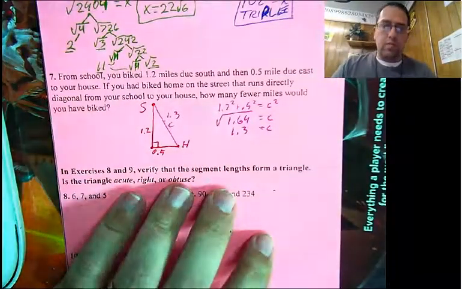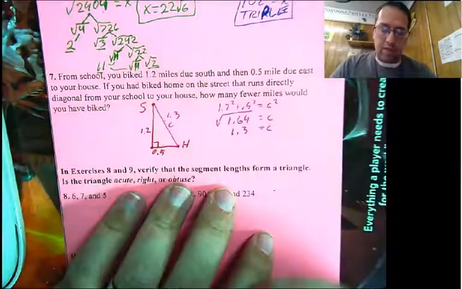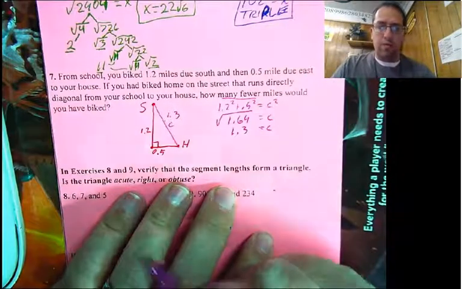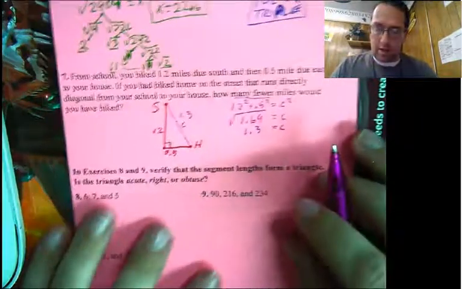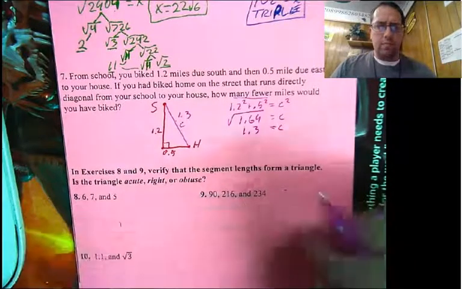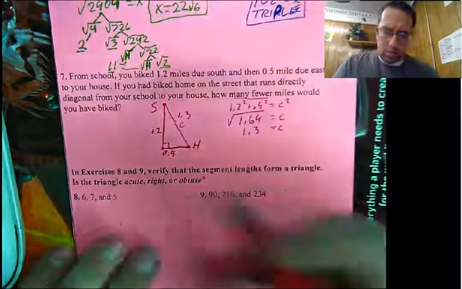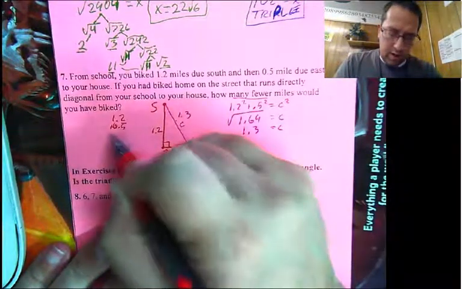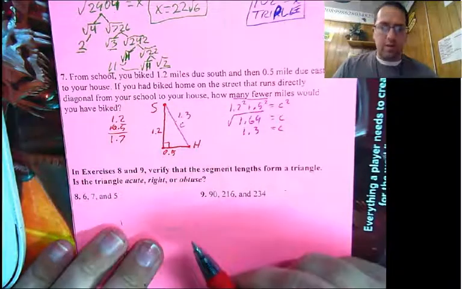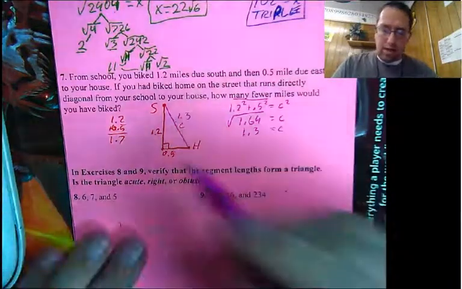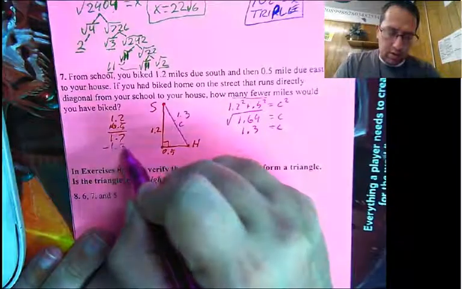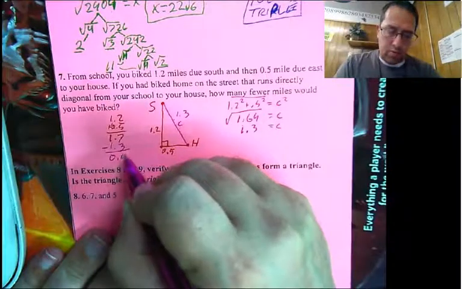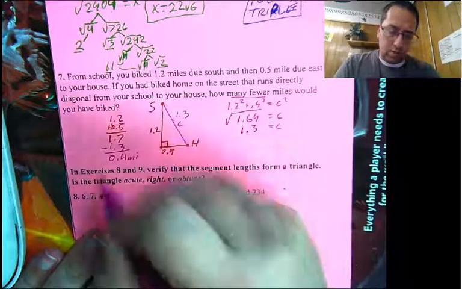But that wasn't the question. The question wasn't how far would that have been. The question is how many fewer miles would you have biked? So how many miles would this have shaved off your biking distance? So how many miles did you bike? Well, what you biked was 1.2 plus 0.5, so that is 1.7. That's how many you did bike, minus what you could have done, minus 1.3, and you end up with, you could have biked 0.4 miles fewer.